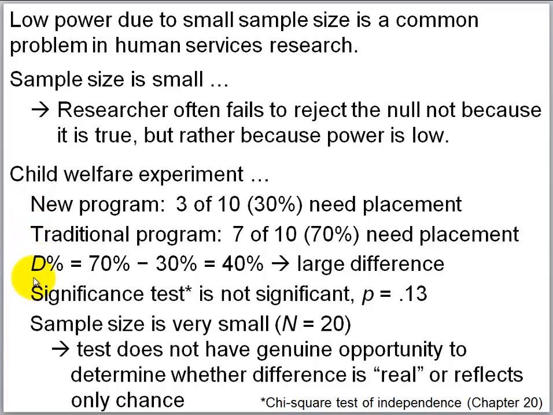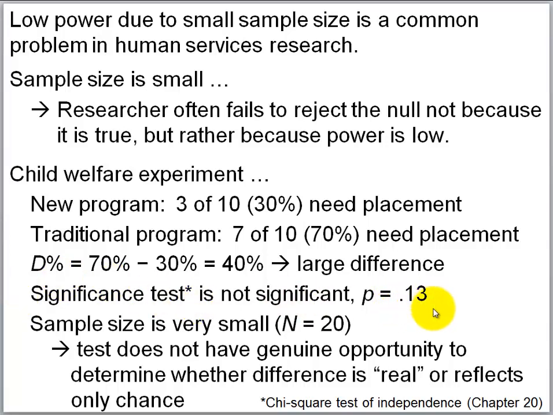So you can use difference in percentages here to get a feel for the size of association. So the size of association here is reasonably large. The difference in percentages is about 40%. So this is a large difference. Now, the statistical significance test that I carried out with this data was not statistically significant. So therefore, we failed to reject the null. The p from that test came out to be 0.13.